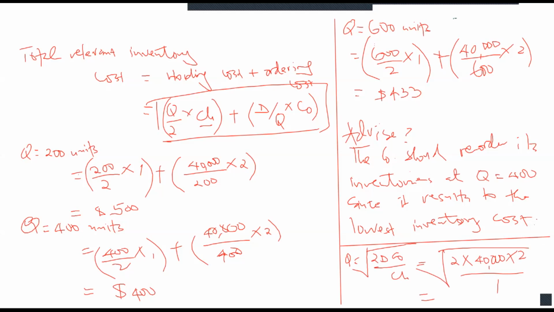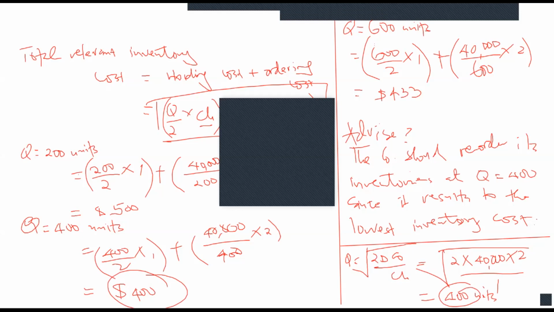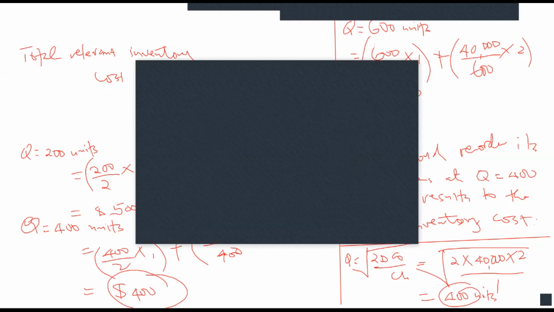In case you have to use the EOQ model, you get 400. So as you can see, therefore, at the EOQ of 400, which you got here, we end up with the lowest inventory cost at $400, okay? Now, let's do another example. Always be very clear. If it is not clear, don't forget, always ask. Okay, let's do another example.